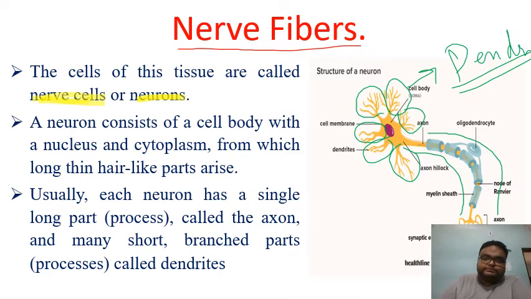Okay. So nerves are basically a collection of neurons. More than one neuron interconnects between themselves and forms a nerve. Okay, students? Right.